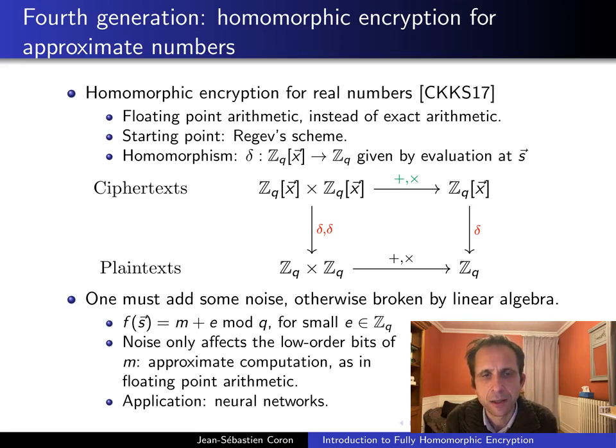We directly add the noise E, a small noise E, to the message M. So the evaluation at S will be M plus E. So this means that when we decrypt, we do not recover the original message M exactly. There is some noise, a small amount of noise that affects the lower order bits. So this means that we have only some approximate computation, as in floating point arithmetic. But we are going to see that this is much more efficient when we want to compute with floats, which is the case, for example, for neural networks, in which the weights are basically floats.